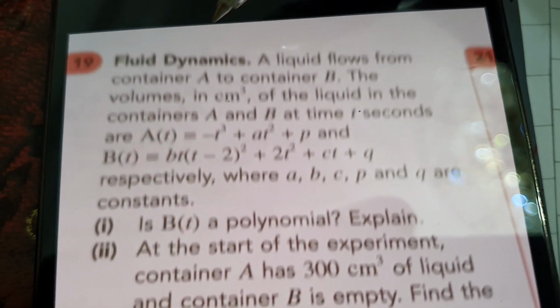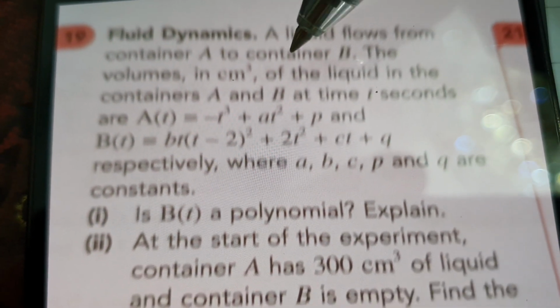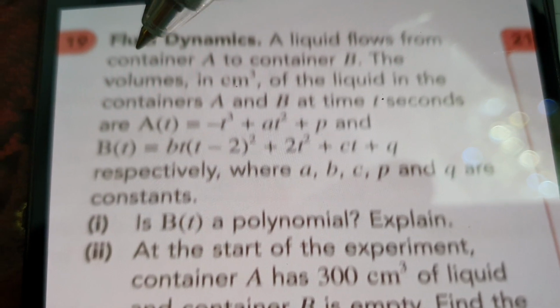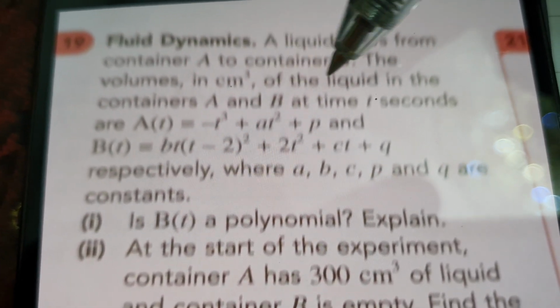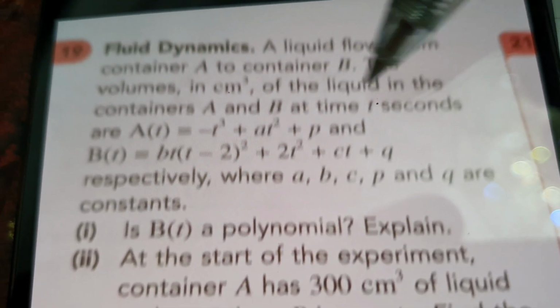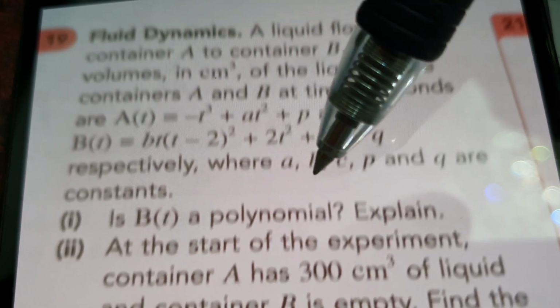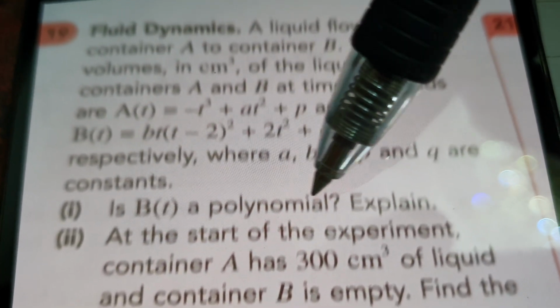Now this is a question from your textbook. Question 19 or 10, I can't really see the number here. A liquid flows from container A to B. The volume in cubic cm of liquid in containers A and B at a certain time t are given as so. And a, b, c, p, and q are constants. Now they're asking you, is B(t) a polynomial?